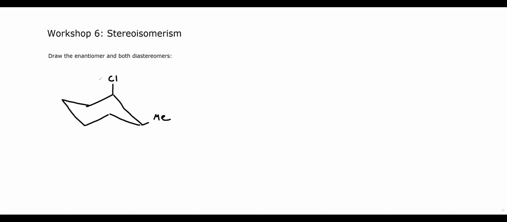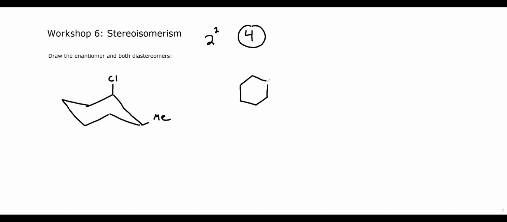So for this question, what we have to do is draw the enantiomer and then both diastereomers. So we have two stereocenters. 2 raised to the 2 power is 4, so we have 4 possible stereoisomers. We're shown 1. We are going to draw the enantiomer, and then we have 2 diastereomers that we have to draw. Okay, so I'm going to draw this in bond line structure.